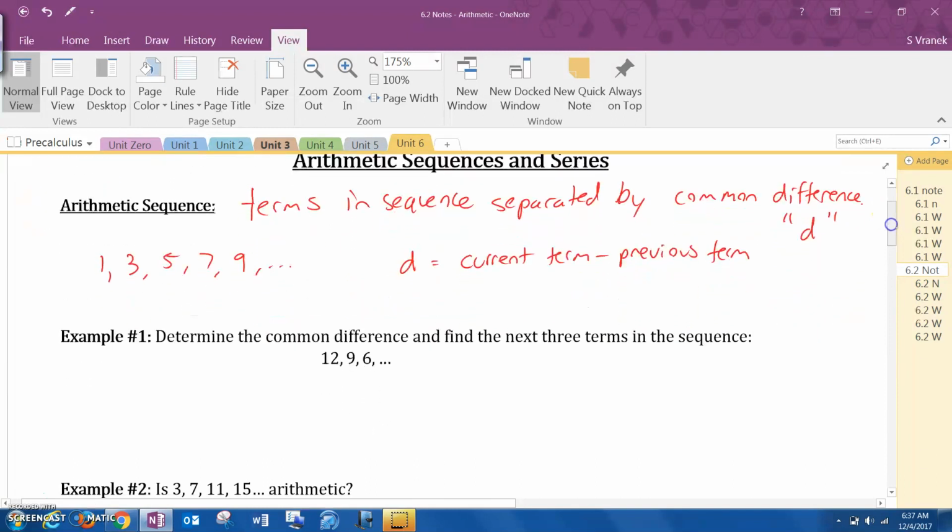So that is what an arithmetic sequence is, which lets us do more with sequences. If we recognize the pattern, we can do that. And then we're going to come up with some formulas today. Alright, so determine the common difference and find the next 3 terms in the sequence.